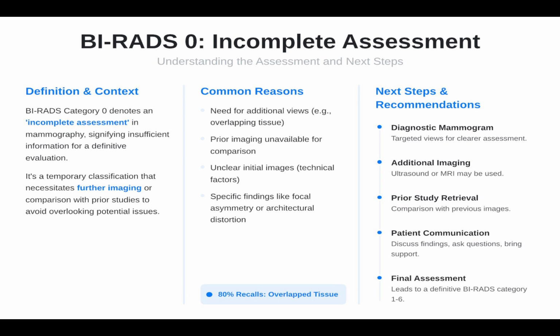The next steps and recommendations for a BI-RADS 0 assessment are crucial. It mandates that additional imaging or comparison with previous studies be performed. This is not a final category. Rather, it is an interim assessment prompting further investigation to allow the radiologist to assign a definitive BI-RADS category from 1 to 6. It is important to communicate this clearly to patients, explaining that it means more information is needed rather than something being necessarily wrong.